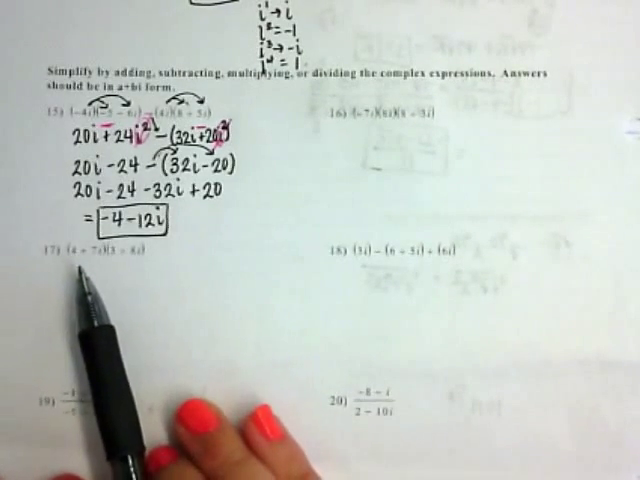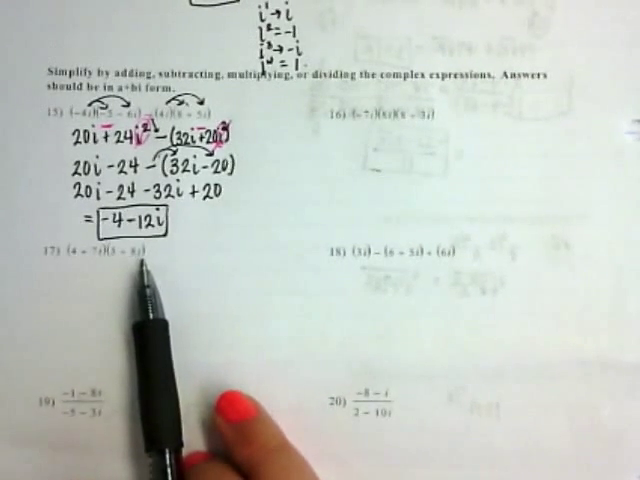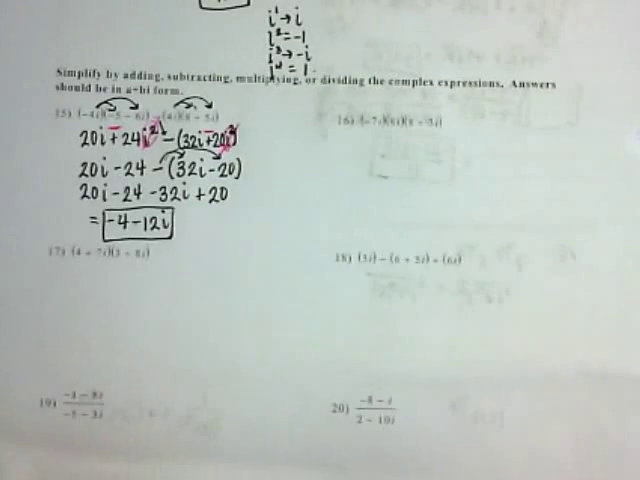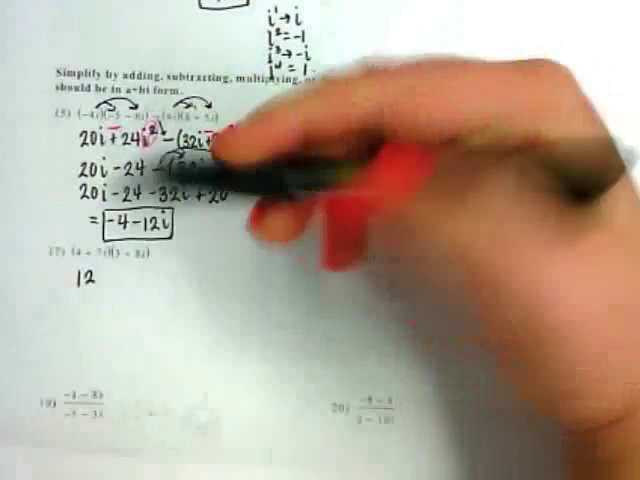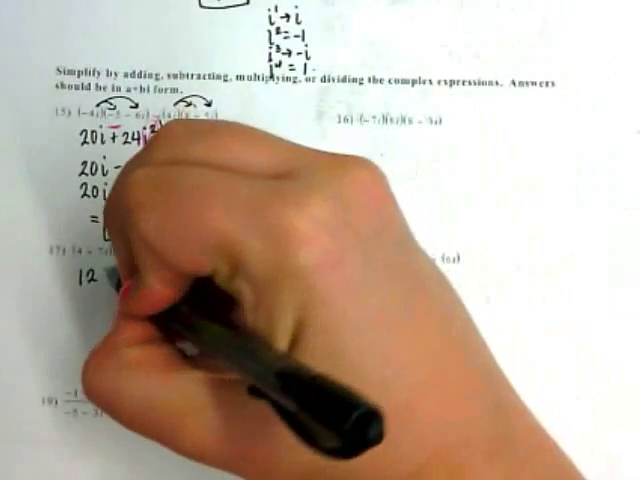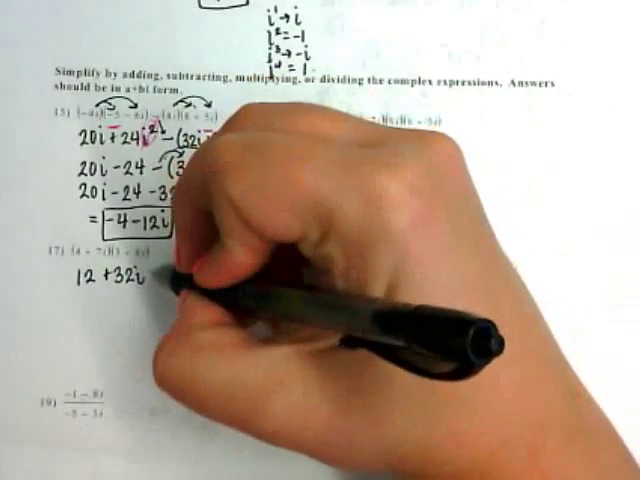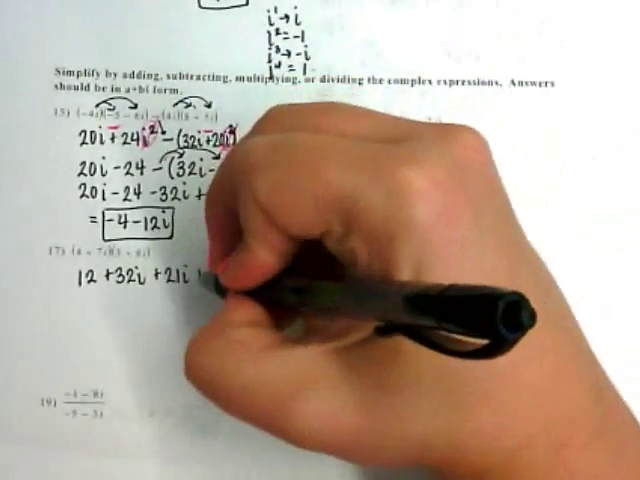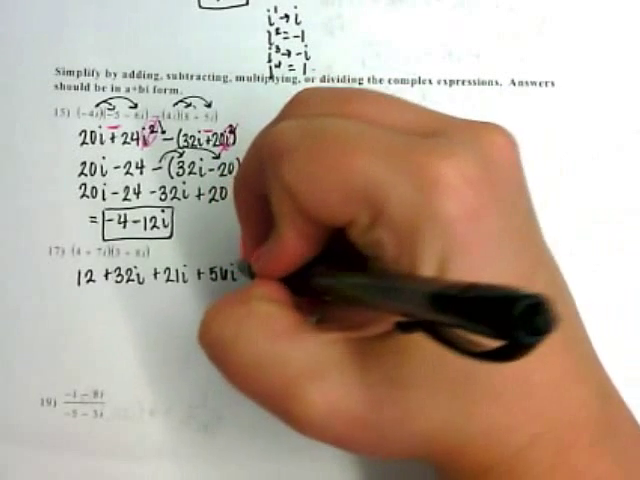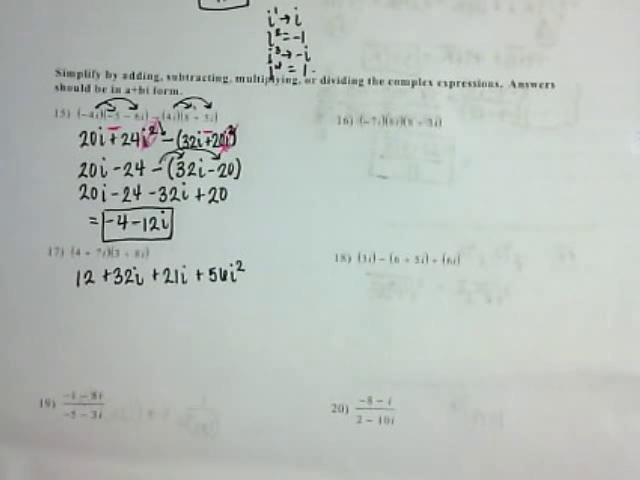All right, on 17, if I'm just foiling with i, the only thing I need to remember is i squared. So 4 times 3 is 12. 4 times 8i, 32i. 7i times 3, 21i. 7i times 8i, 56i squared. So the only thing to remember with foiling is i times i always equals i squared.